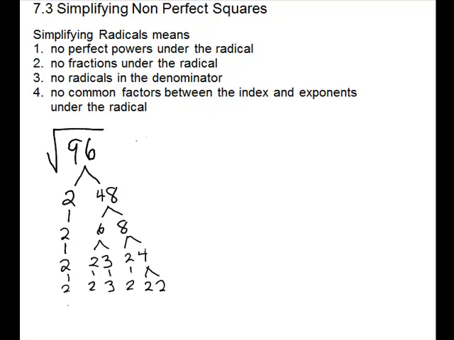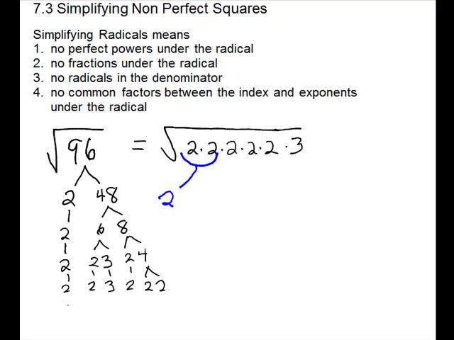Right. Once you have all primes, I'm going to put it back together under one radical. So I have 1, 2, 3, 4, 5 2's. And 1, 3. Every time I find a group of 2 copies of something, that is a perfect square. And one can go outside the radical for that square. So for my 2's, that's a group. That's a square. 2 times 2 is 4. Square root of 4 is 2. I can take one 2 outside for that.